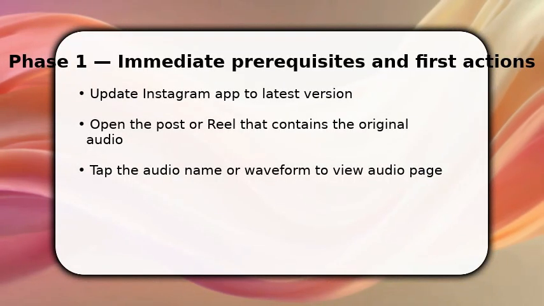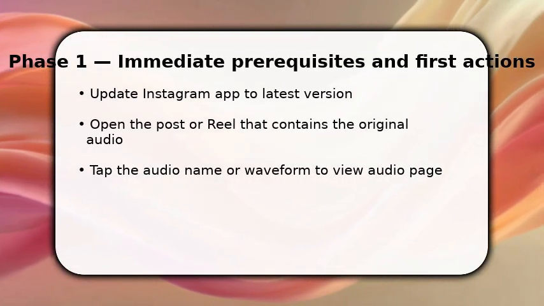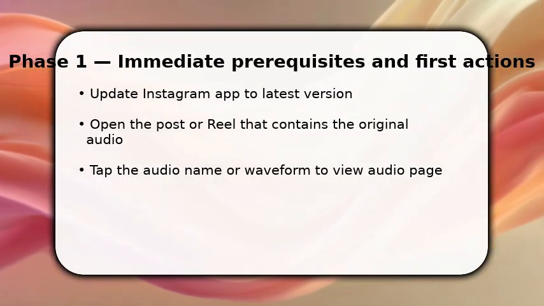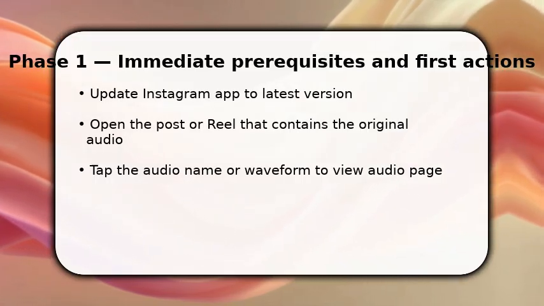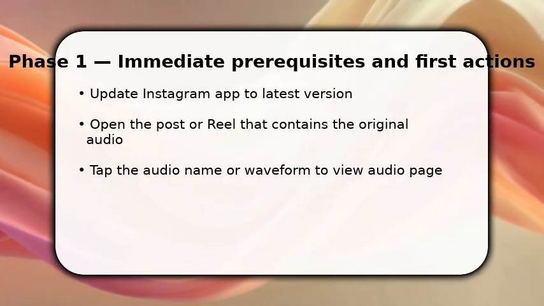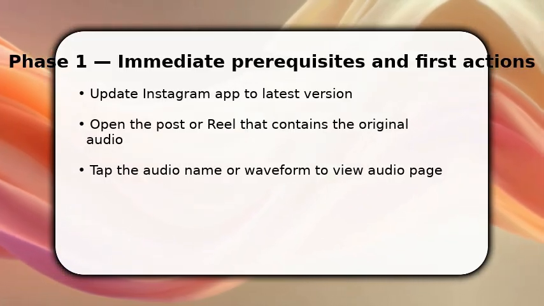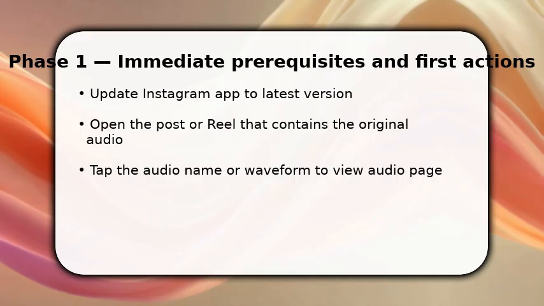You're going to start by finding the original audio you want. Open Instagram, navigate to the reel or post with that sound, and tap the audio name or waveform to open the audio page. Once done, make sure the audio shows the option to add to story.